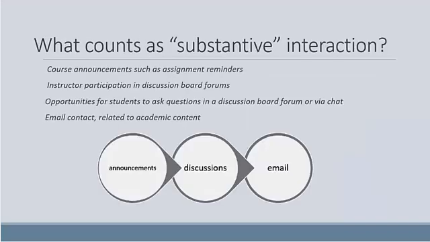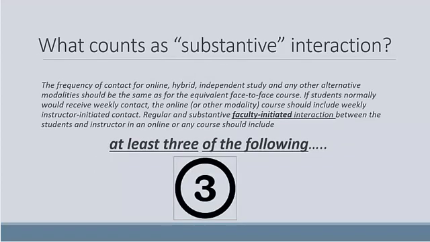So what counts as substantial interaction? It's important to understand how substantial interaction is determined. There isn't just one way to interact with students and be actively engaged in your course. Remember that it's important to use a variety of methods rather than to rely just on one or two types of interaction. The CAC catalog includes the following language.